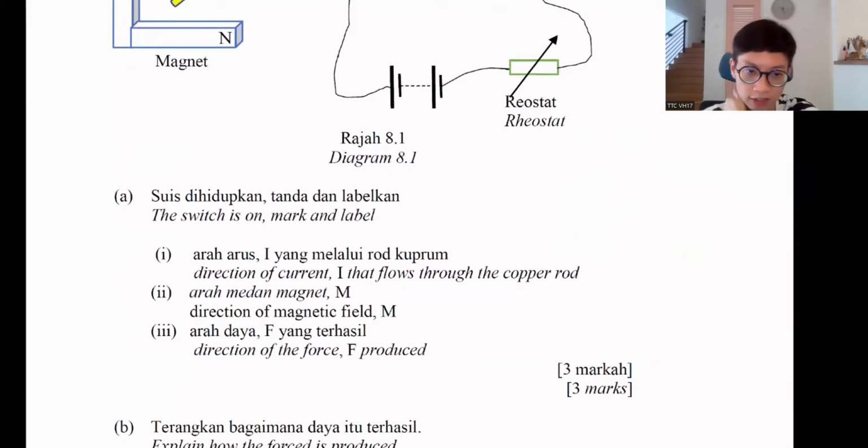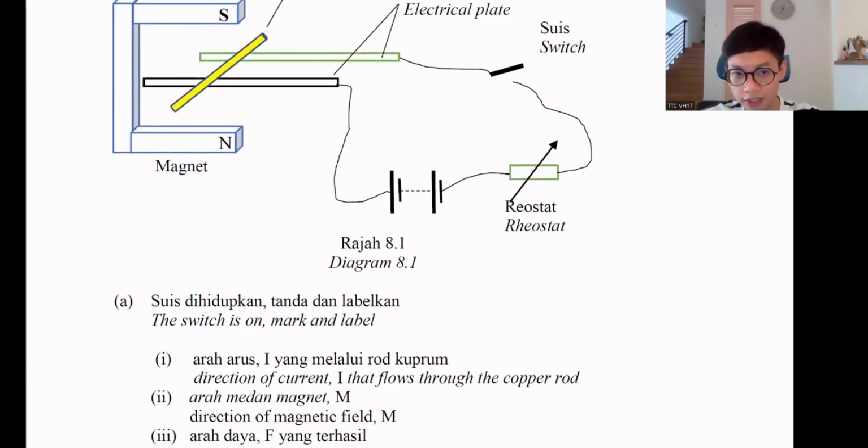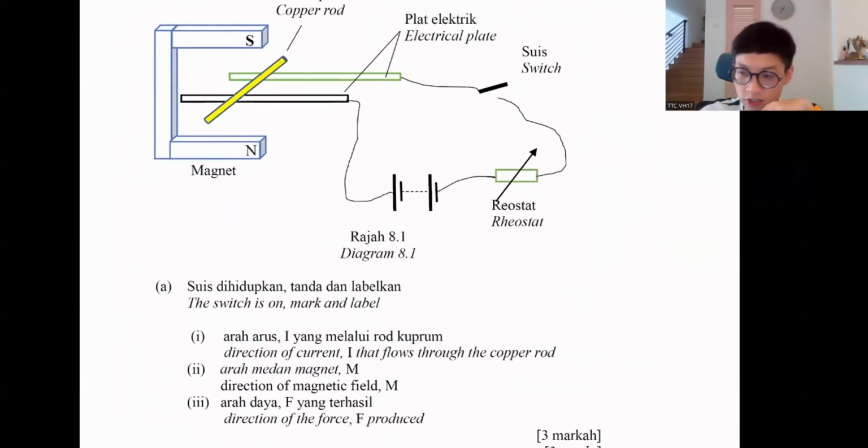They ask you the direction of current. Now they want you to draw the direction of current, the direction of magnetic field, and the direction of force. I give you 30 seconds to consider this, because otherwise it will just sound like you are only copying the answer from a past paper. Okay, 30 seconds over.